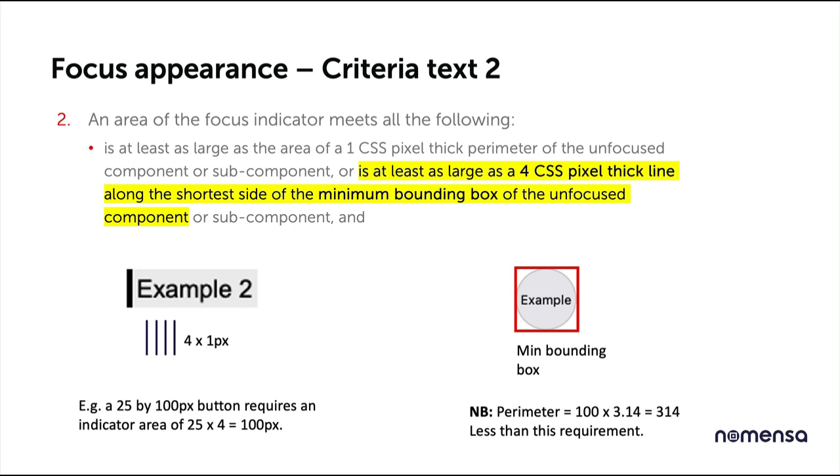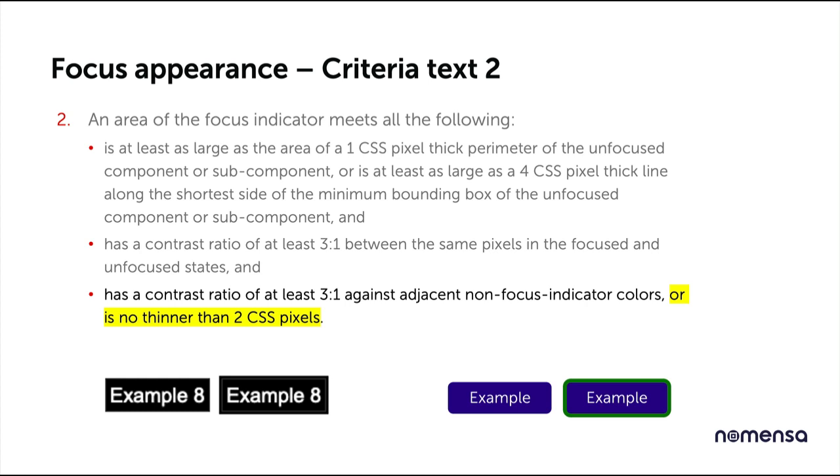Last difference to point out in option 2 is the adjacent contrast aspect, and this is where it allows for a lack of adjacent contrast if it's thick enough. So it says 3:1 against adjacent non-focus indicator colors or no thinner than 2 CSS pixels. So if the area of the focus indicator meeting all of the following is at least 2 pixels thick, then it doesn't have to have adjacent contrast. It still does have to have a change of contrast though.